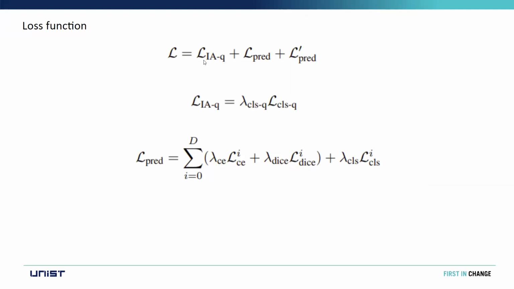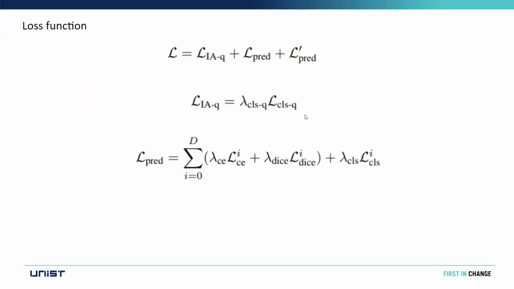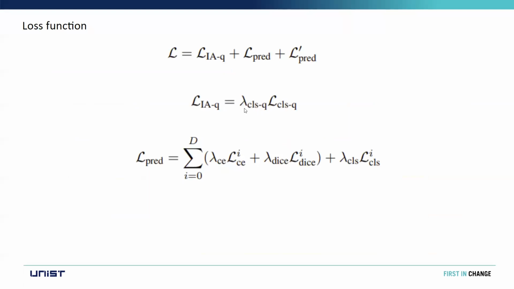And the loss function. They use three loss functions. This L_GT is for the ground truth mask loss, and this L is all together. This instance activation guided query, you might ask, what is this class Q? This class Q comes from the auxiliary classification head that we want to optimize. So this is the classification head for the IA guided queries, and we perform a loss on top of this. This is simply a binary cross entropy loss, and we additionally have a CE loss. This is the loss from the main classification head on top of the transformer decoder layer. This D stands for the number of decoder layers.